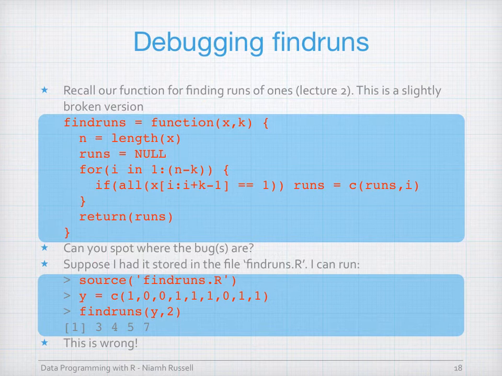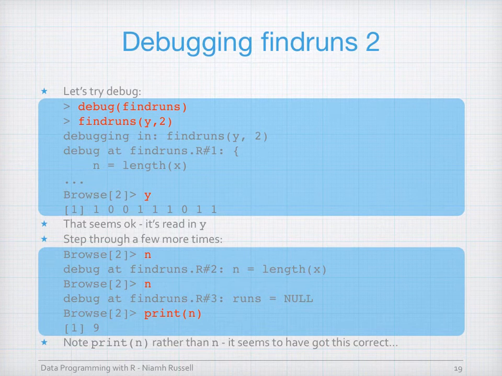But as we've seen, the function isn't working, so we're going to move on to use some of the tools that we've introduced in the last two videos. Let's try the debug function first. We can set our debug function to work on find runs. So every time find runs is called, it will open the browser, and we'll be within the browser and able to interrogate within the function. So here we run find runs on the y vector, looking for runs of length 2. Because we've called the find runs function, we'll go straight into the browser.